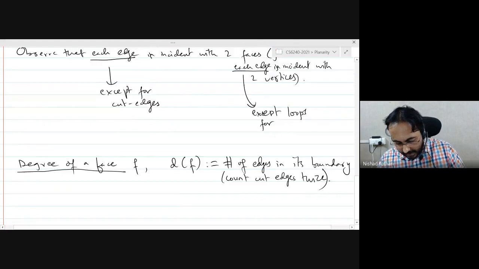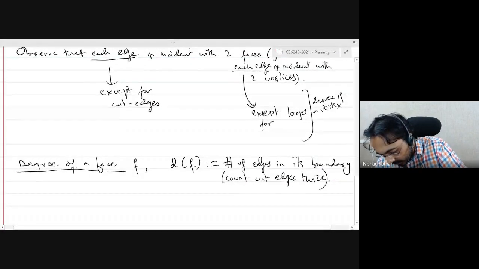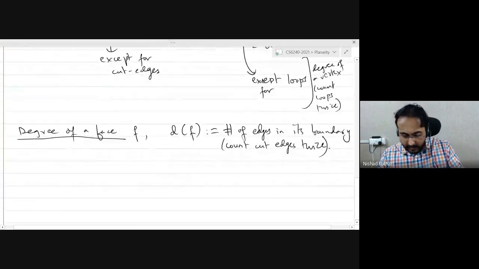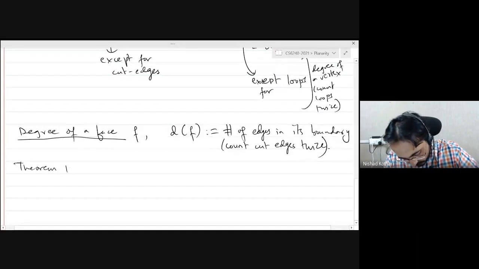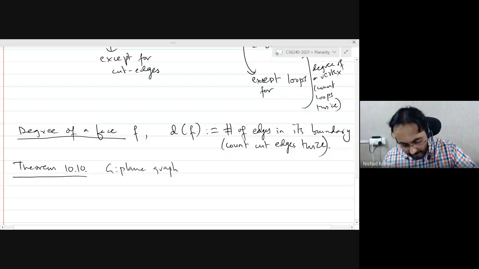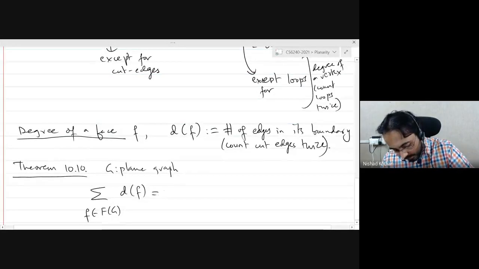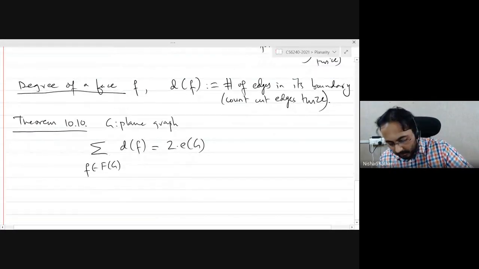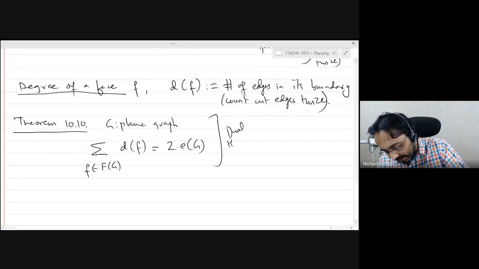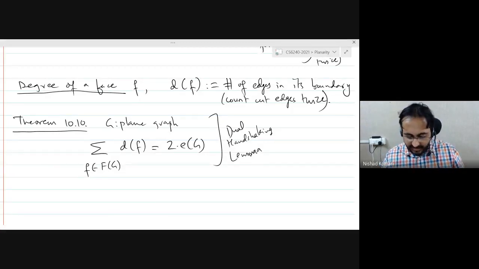Okay, so I want you to recall that in the case of degree of a vertex, we count loops twice. And so now with these observations, we get the following theorem. If you take any plane graph, and you take the set of the faces of the graph, and you sum up the degrees, you will get twice the number of edges of the graph, right? This is generally called the dual handshaking lemma. You will see why it's called dual soon. Some people like to call it the face shaking lemma, which is a bit weird. But anyways, right.